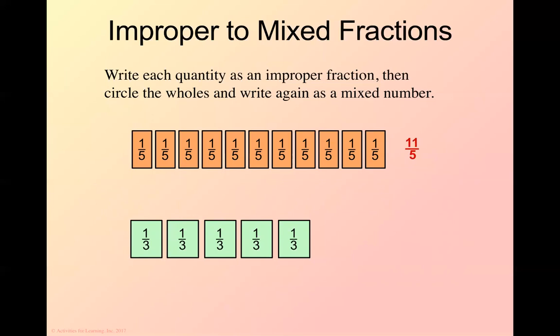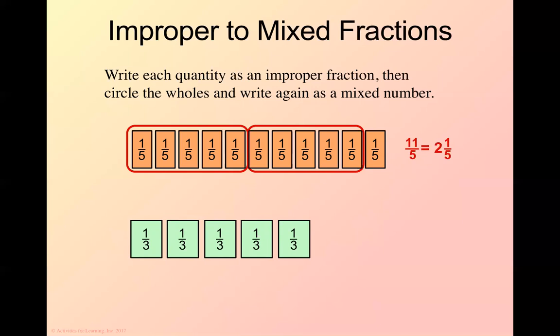So we want to circle the wholes. How many fifths do I need to make a whole? Well, I would need 5 of them. And look, I can get 2 groups of 5 here. So now I have 2, and what's left over? 1/5. Oh, that was kind of cool.